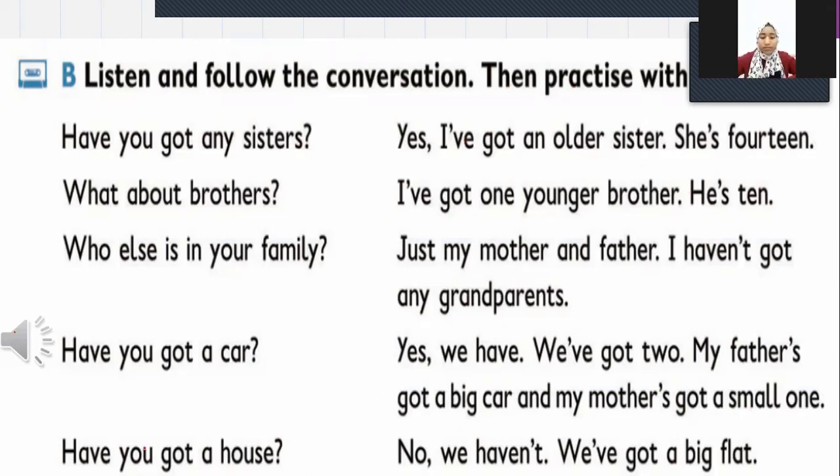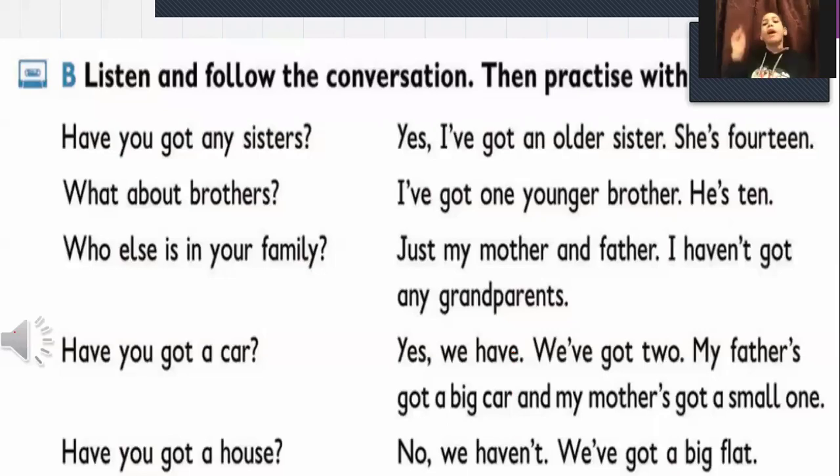Yes, very good. Okay, have you got a house? Have you got a house? Yes, very good. No, we haven't. We have got a big flat. Yes, she said, شقة. Yes, very good. شقة كبيرة. So they don't have a house. They have a big flat.